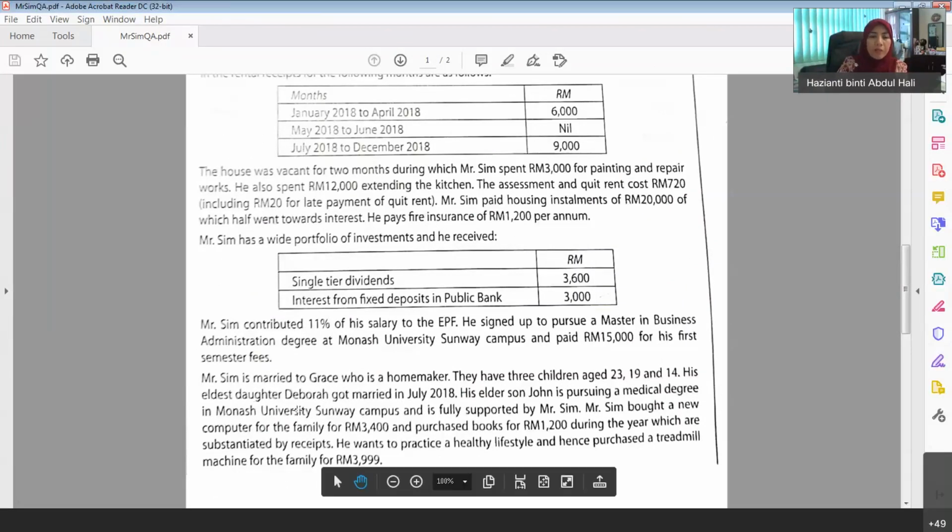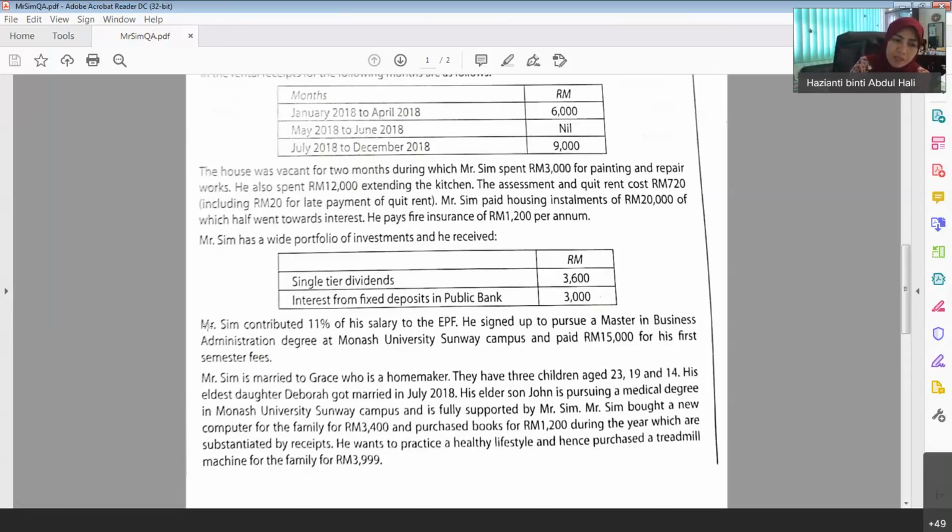The eldest daughter Deborah got married in 2018 in July. Her eldest son John is pursuing a medical degree in Monash University Sunway Campus and is fully supported by Mr. Sim. Mr. Sim bought a new computer for the family for $3,400 and purchased books for $1,200, which are substantiated by receipts. He wants to practice a healthy lifestyle and hence purchased a treadmill machine for the family for $3,999.